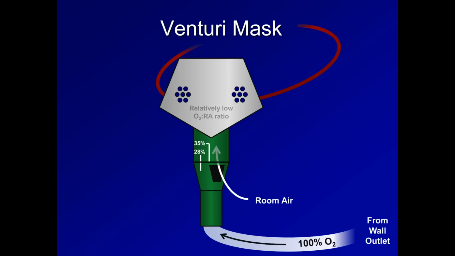Now what happens if we want to increase the FiO2, let's say to 35%? This middle section turns like so, and now with a dial at 35, the hole becomes smaller. Thus, less room air gets entrained, and the ratio of oxygen to room air increases to provide the higher FiO2.